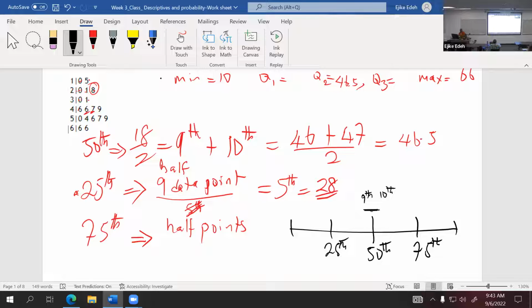So if we come back here on the first 25th quarter, we know that this will be the 5th position, since I have a total of 18 data points. So what will be your suggestion as to the position of the 75th percentile? 15. Okay. Any other suggestion apart from 15? 14. Any other suggestion apart from 14?